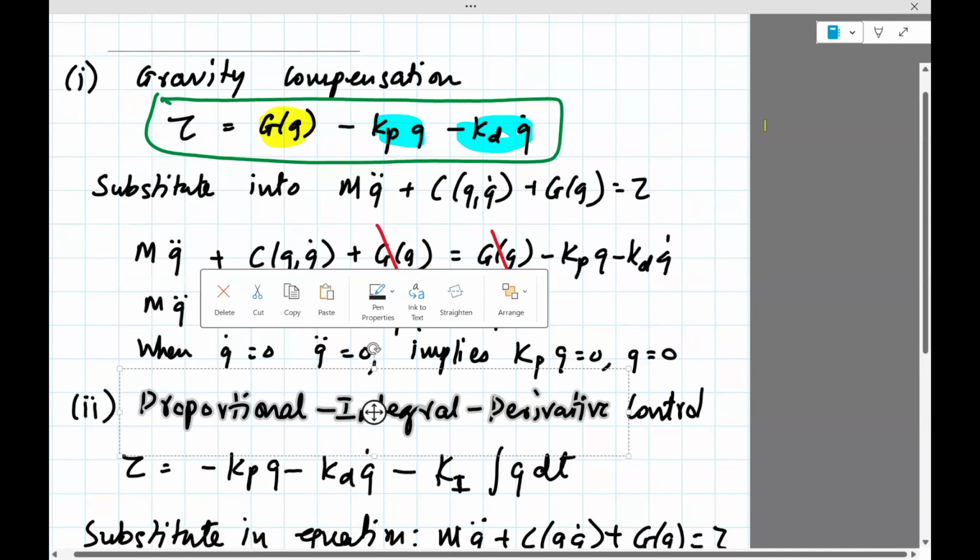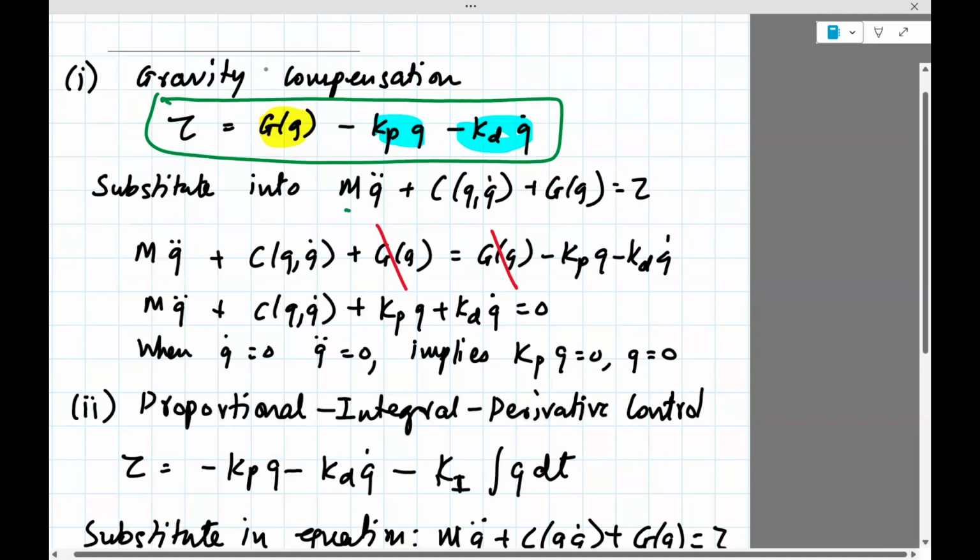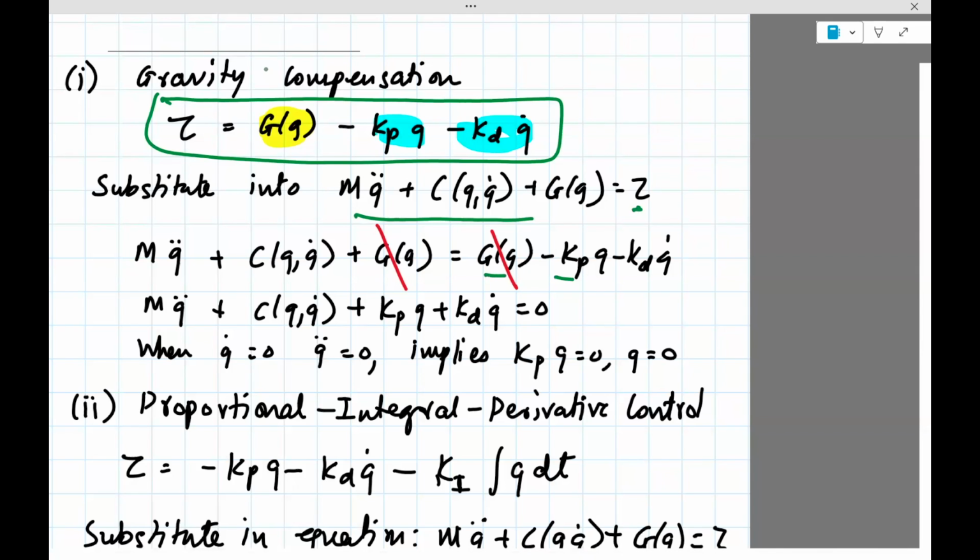So if you take the equations of motion, which is this, I put in the value for torque. So torque is G of Q minus KPQ minus KDQ dot. Here, nice, the G's cancel off. You're left with MQ double dot, CQ, KP, KD. So that's your new equation.